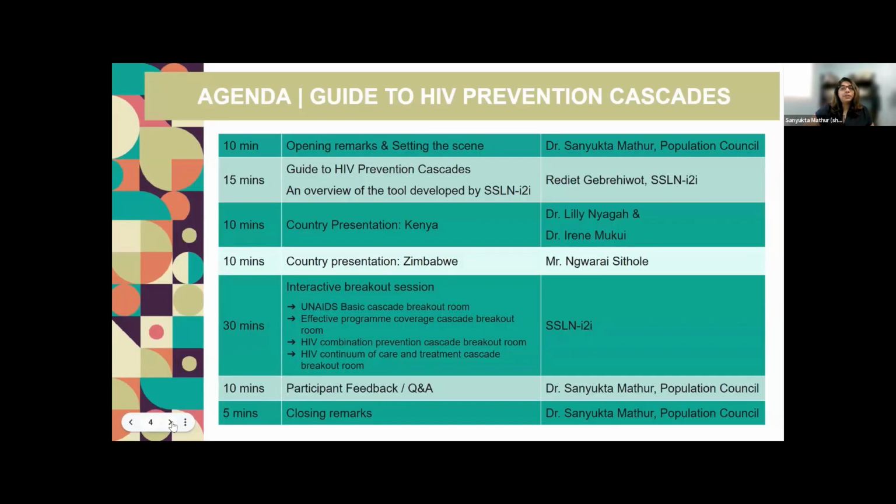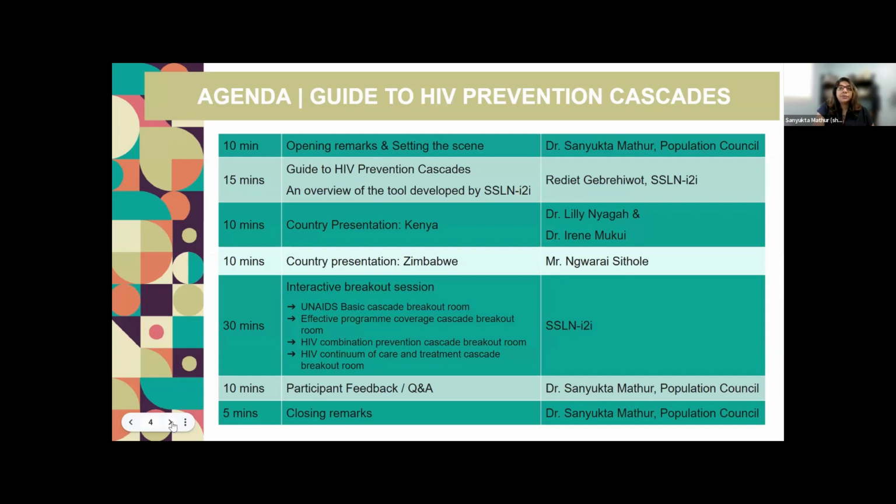Let me walk you through how we're going to spend the next hour and a half. My colleague Vidyate is going to give you an overview of the HIV prevention cascades guides that we've prepared and do a little live demo as part of that. You'll get to hear two country perspectives, one from Kenya and one from Zimbabwe, about how they have used HIV prevention cascades. So we're really excited to welcome Dr. Lily and Dr. Irene and Mr. Norai to the group to share their experiences.